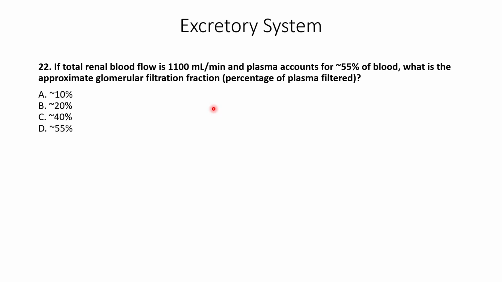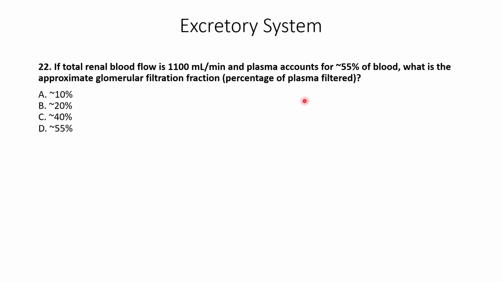So essentially, per minute, 1.1 liters of blood reaches the kidney every minute. Roughly 55% of the blood is plasma. So 55% of 1100 ml is roughly 600 ml. Okay, roughly.